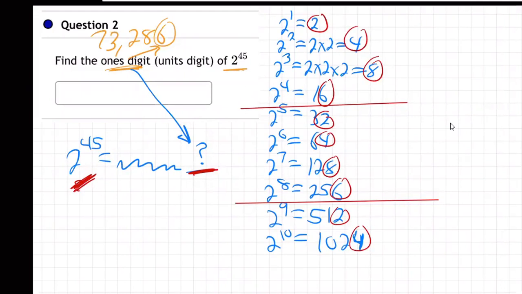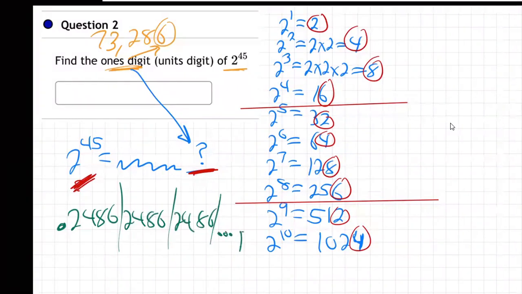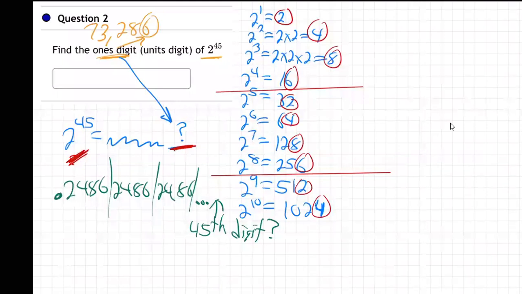I like what you're saying, but I don't think 5 is the right number. Remember what we did last homework when we have repeating cycles? What if I gave you a decimal? I said the decimal is 0.2486. Remember the repeating pattern? 2486, 2486. And I said go all the way out and tell me what is the 45th digit. Remember those from last time? Let's just turn it into a forever repeating decimal.